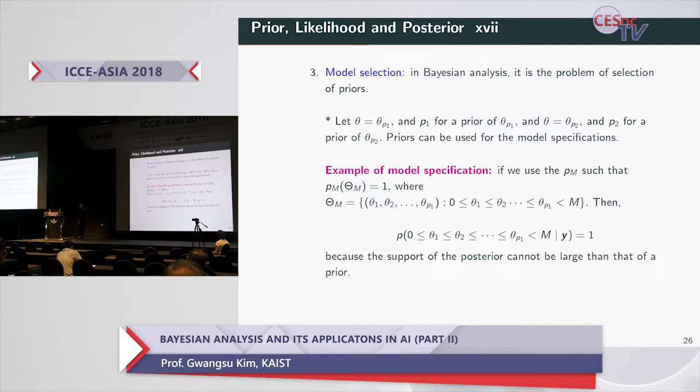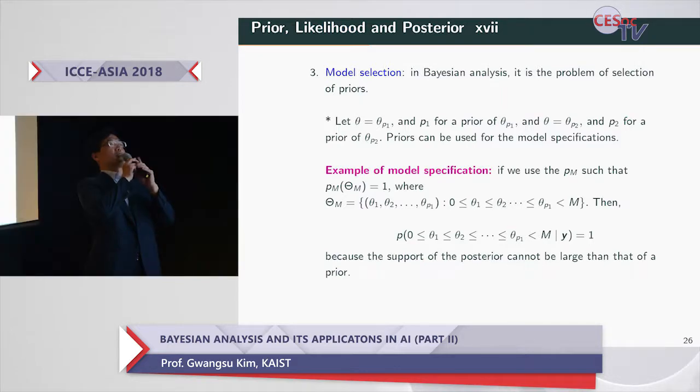And the second problem is model selection. In Bayesian analysis, it is the problem of selection of priors. Model selection and the selection of priors are equal. This is an example of model specification.